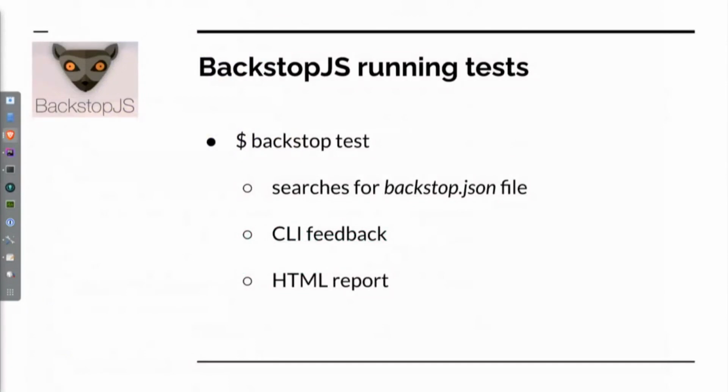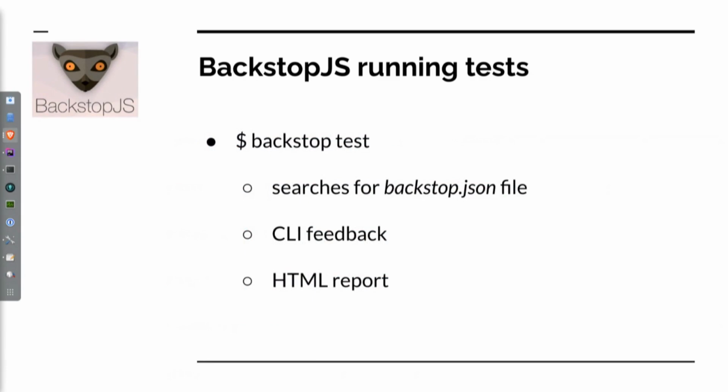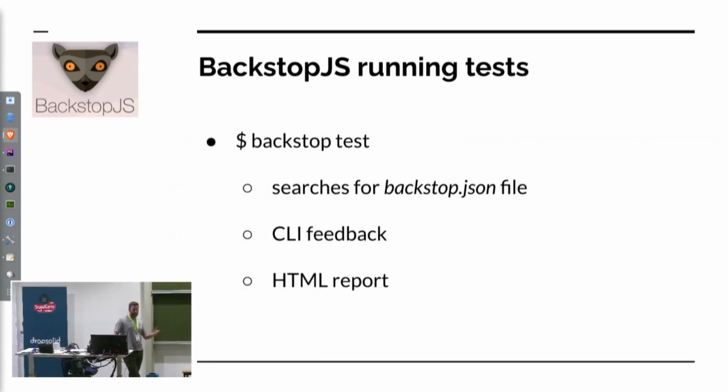If you run the command backstop test, by default, it will search for the backstop.json file in the current directory, read out all the global configuration and all the test scenarios. It will run in the background. You won't see anything. You can enable a debug option, so you see a headless browser popping up and clicking through the site very quickly. You cannot follow it. And then, of course, you get some command line feedback about how your tests have run. Have they passed or have they failed? And then, if you configured it so, and by default it is, it also generates a browser report.